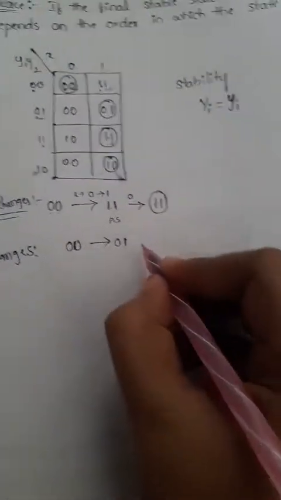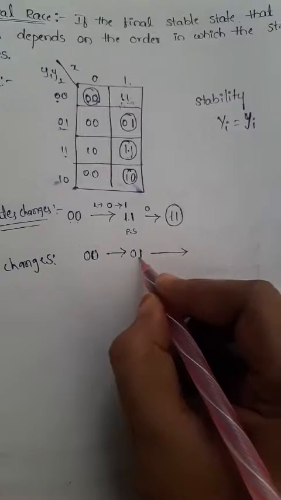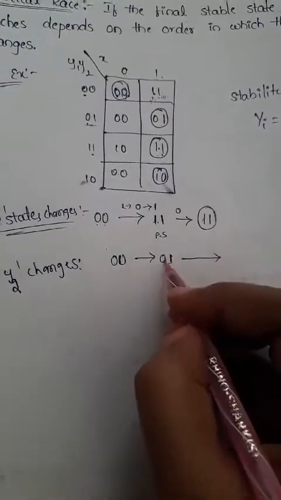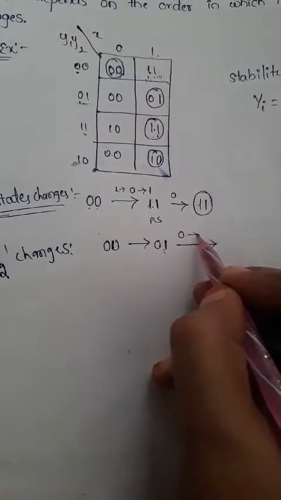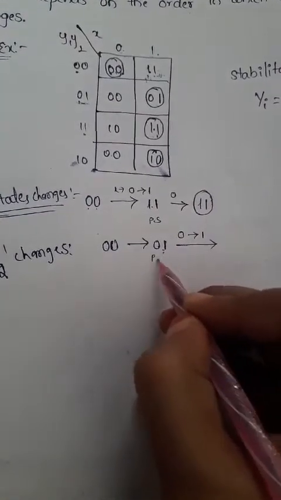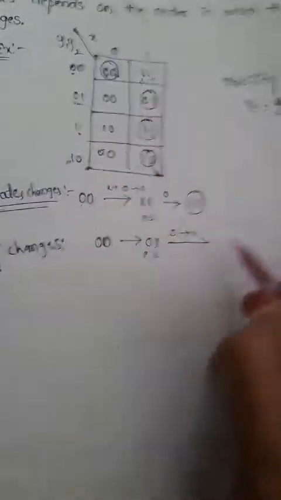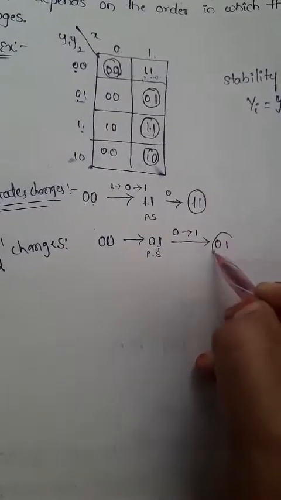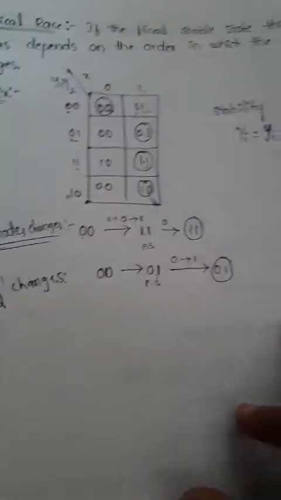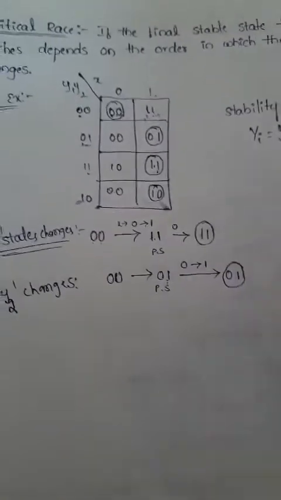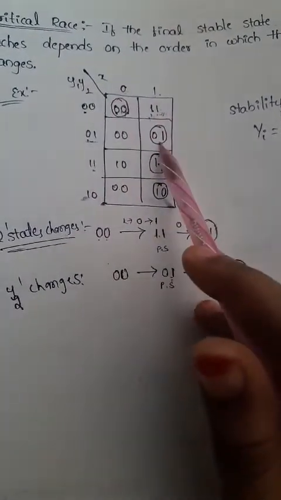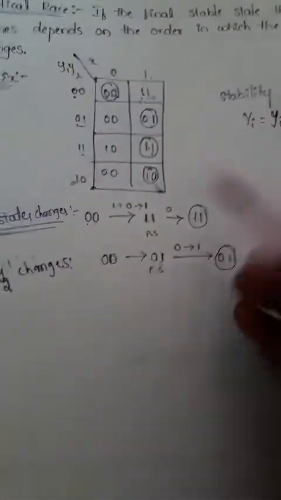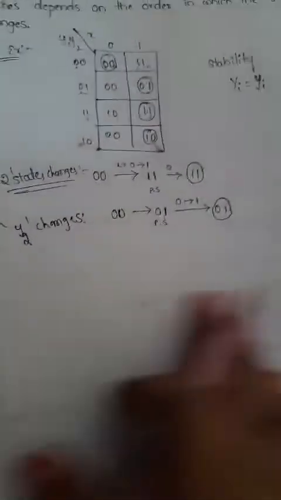Okay, so that is nothing but 0 1. After some time it acts as a present state. Then the input can change from 0 to 1, so we'll get the stable condition 0 1. Again, this 0 1 after some time acts like a present state, so 0 1 changes and again we get the 0 1 stable condition. That means here there is no changing.